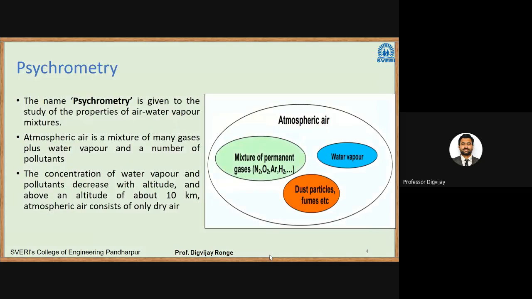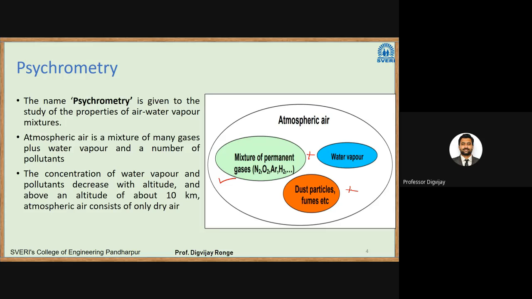So, we started with atmospheric air. As we all know, atmospheric air is a mixture of gases plus water vapor plus dust particles. If you take only the mixture of gases, this will be your dry air. If you mix it with the water vapor, this will be your moist air. If you mix this with the dust particles and fumes, that will be called atmospheric air.